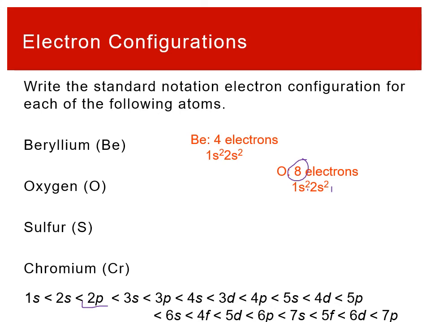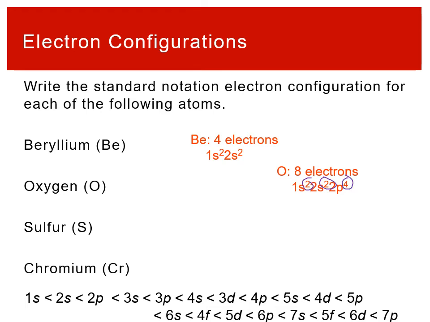So I have 8 total electrons for oxygen. 4 have already been assigned. That means I need to do 4 more. 2p, because it is a p-type, can hold 6 total. 4 is less than 6, so 2p4. Again, I can see that I have 2, 2, 4.